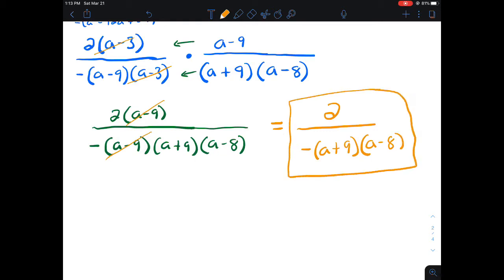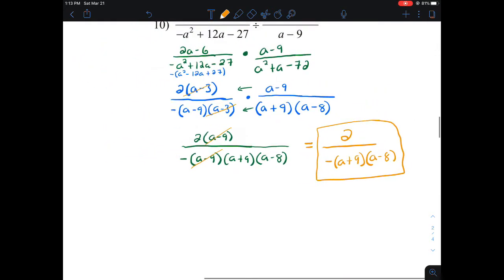All right, so that's multiplication and division of rational functions. Now let's look at some adding and subtracting.